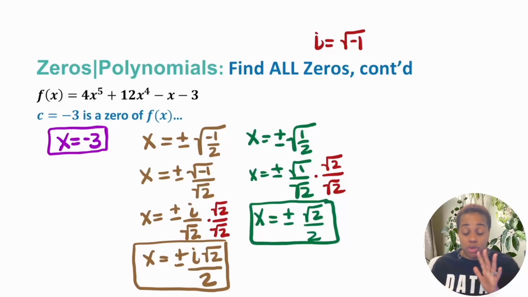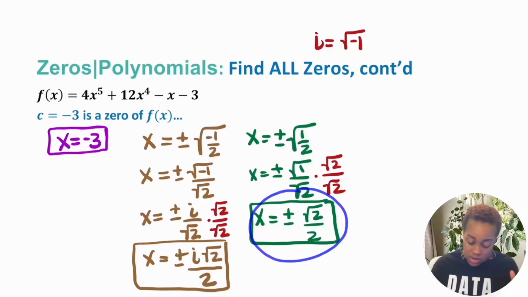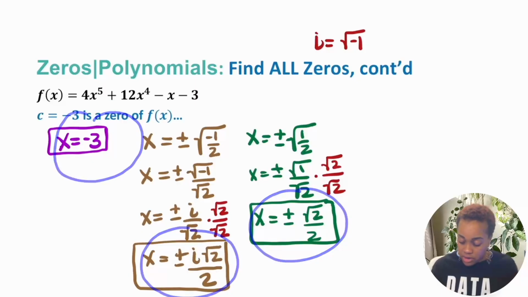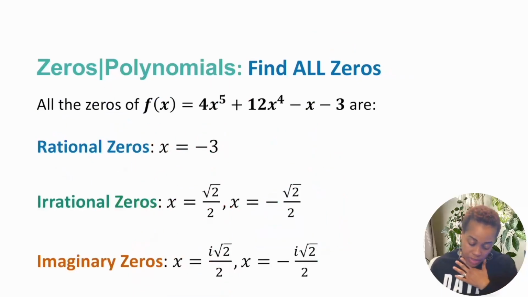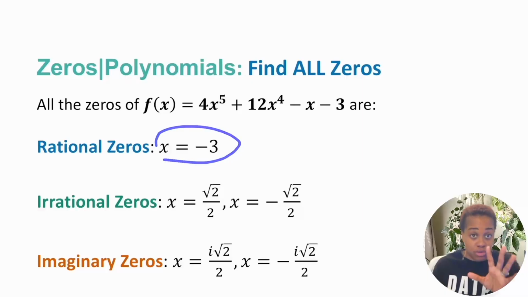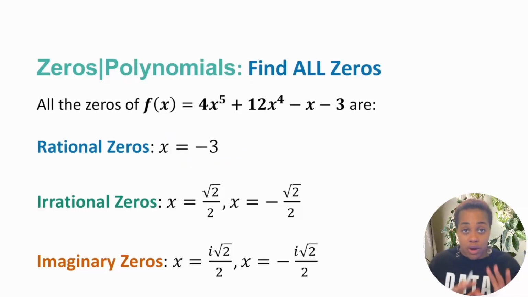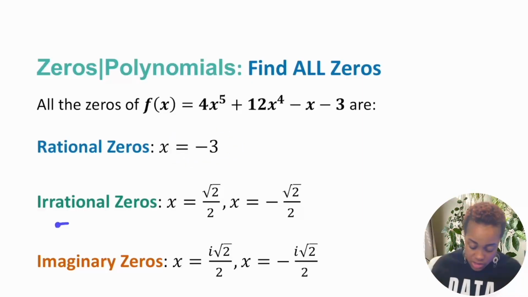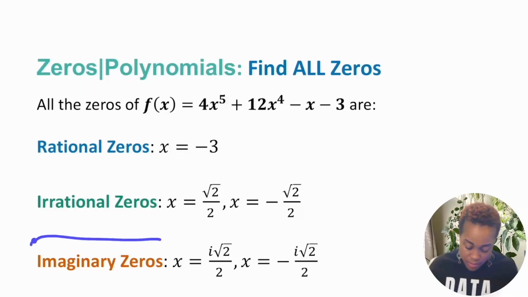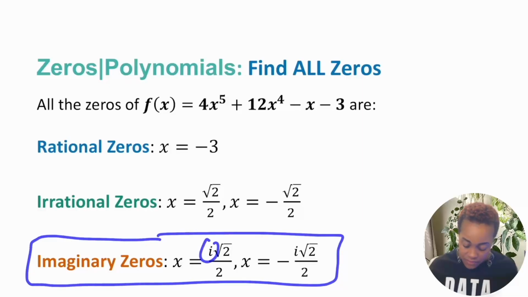So now we have a total of 5 because we have 2 here, and 1 here. Cool beans? Yep. So this was a rational zero. Rational are your regular numbers. And then you see the irrationals. Irrationals contain your radicals or your repeating decimals. And then your imaginaries have the i's in front of them.